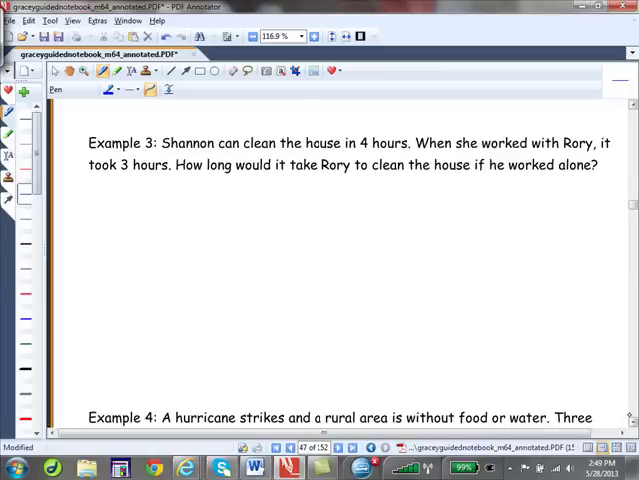Example 3. Shannon can clean the house in 4 hours. When she worked with her son Rory, it took 3 hours. How long would it take Rory to clean the house if he worked alone? So here it's a little different situation than given in the original. So the trick is, as always, to name your variable. Okay. So step 1, analysis.